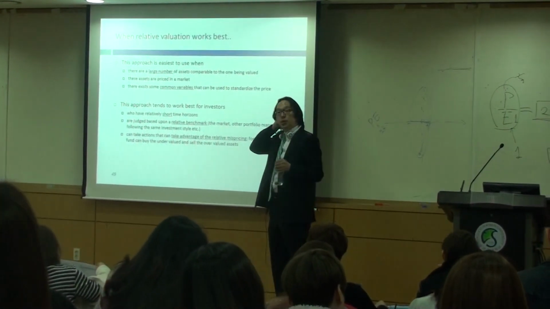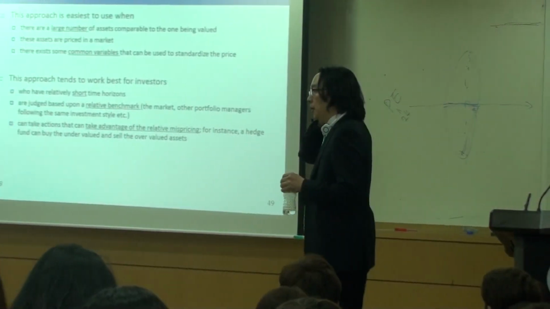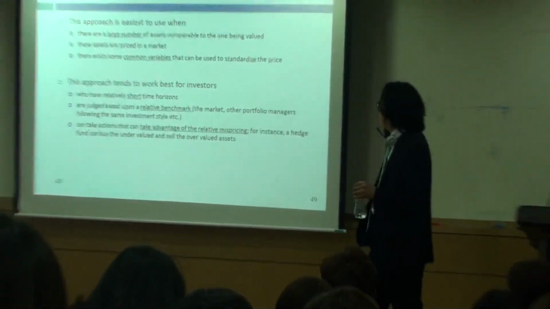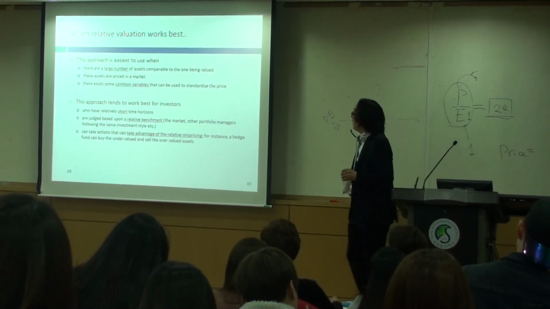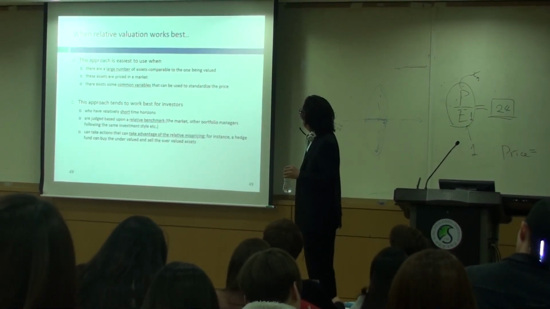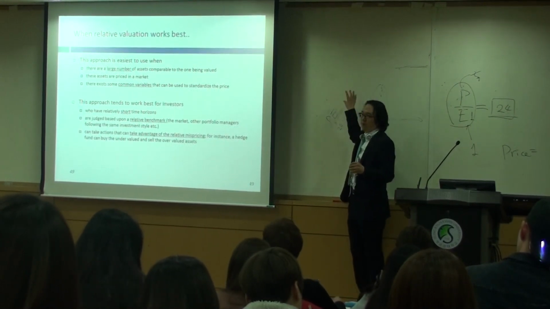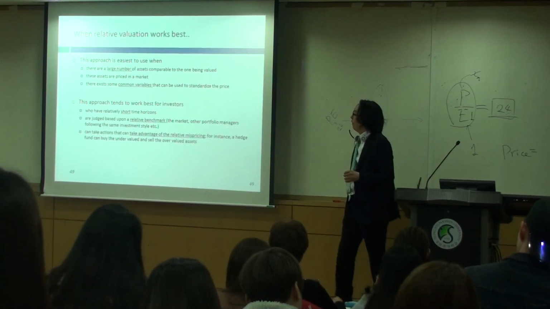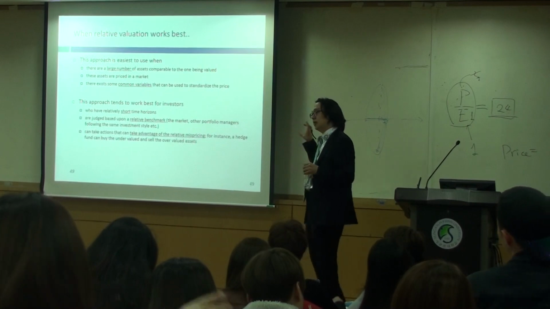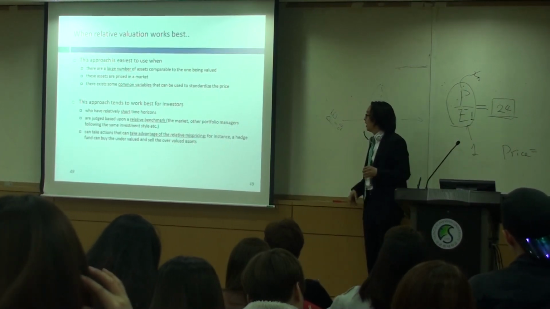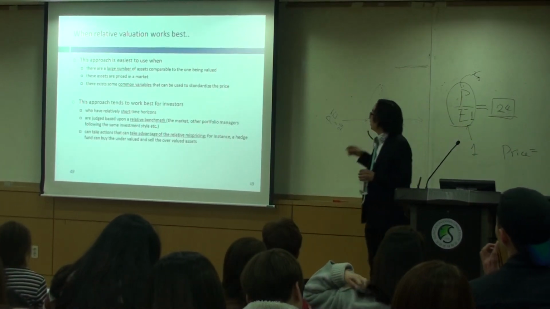The larger number you have, it's kind of law of large numbers, right? So with a large number of comparables, you'll have more confidence in telling the efficient level of valuation. And then these assets are priced in the market. You need some market price as a numerator. And then there exist some common variables that can be used as a denominator, a standardized value. EPS, right? EPS, where is that? Right here. You need to have those things.